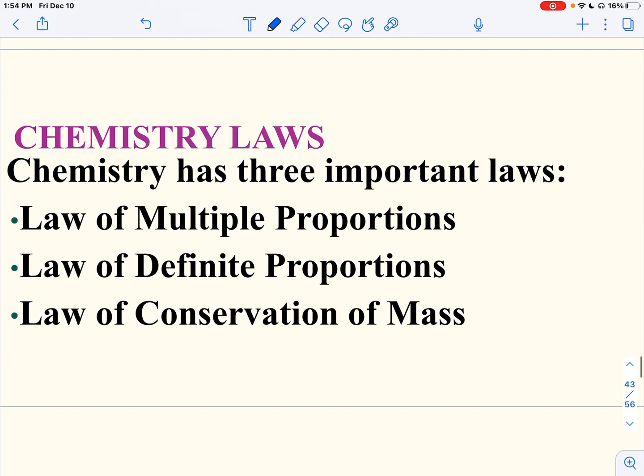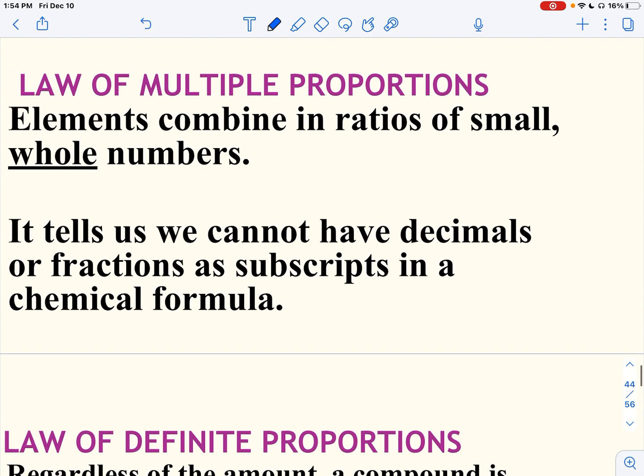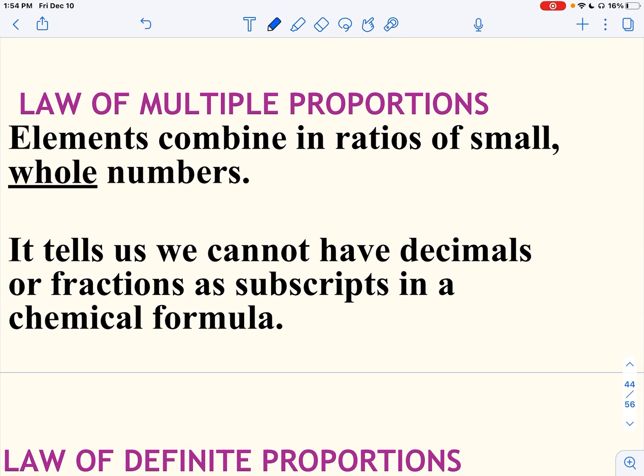The last thing that's going to be included in this video is 2 of the 3 chemistry laws. For the last one, conservation of mass, we're going to go over that in Unit 4. So we're just going to quickly review the law of multiple proportions and the law of definite proportions. Multiple proportions is the law that tells us we cannot have decimals in a formula or fractions as subscripts. And that's because you can't split up an atom.